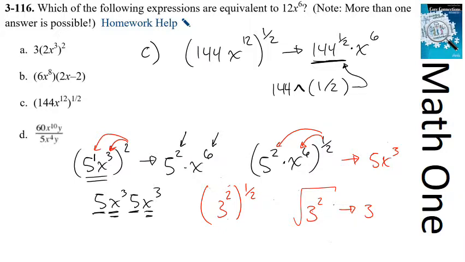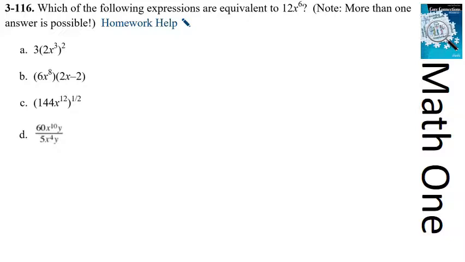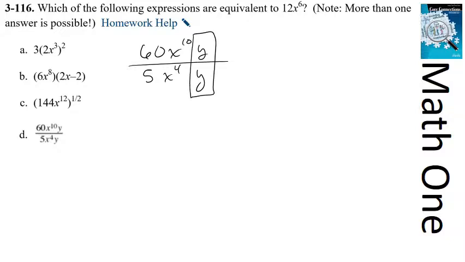Last question is D. On D, we have 60x to the 10th power and then a y over 5x to the 4th power over y. Well, one of the things I spot right away is there's a giant 1 there, so I don't need to lug these y's around. Another thing I see is 60 divided by 5, I believe is 12. Is it? 5 times 12, 10, yeah, it's 60.